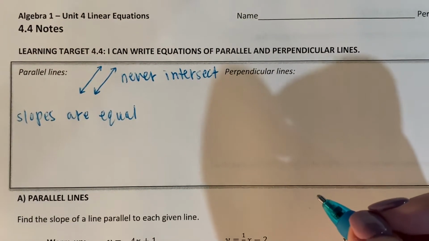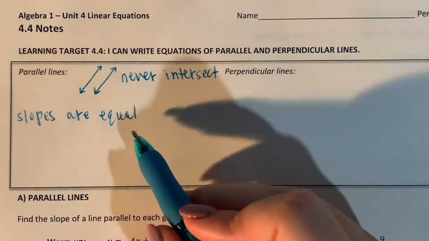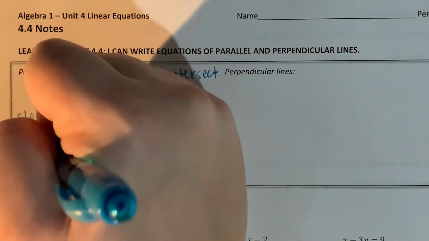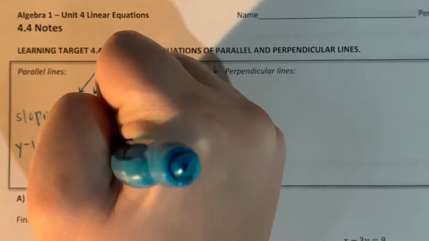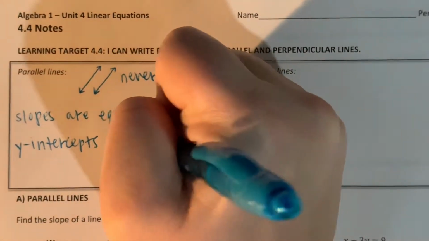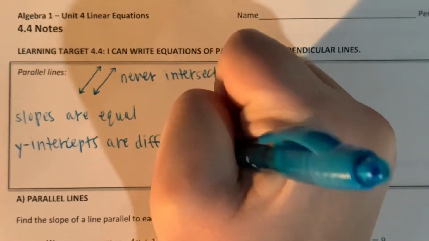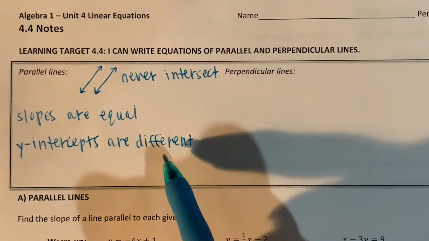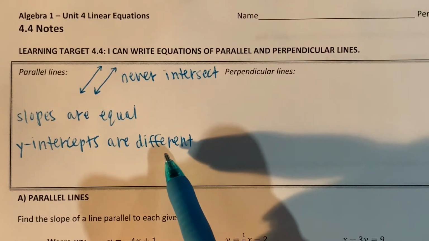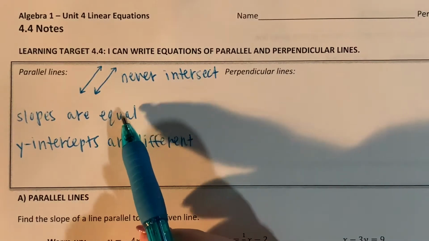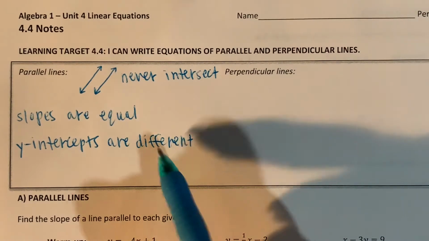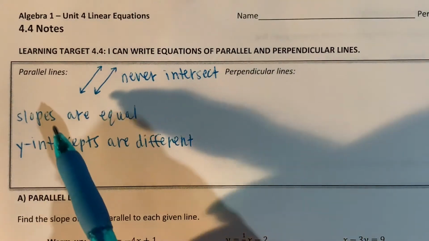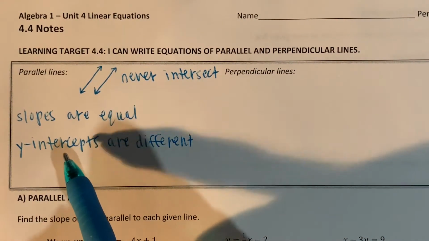And we'll make one last note that while the slopes are equal, the y-intercepts have to be different. Let's think about that for one moment. Why do the y-intercepts have to be different? The reason is because if they have the same slope and the same y-intercept, or if they have the same m and the same b, then they're just the same line. So they can have the same slope, but they do have to have different y-intercepts.